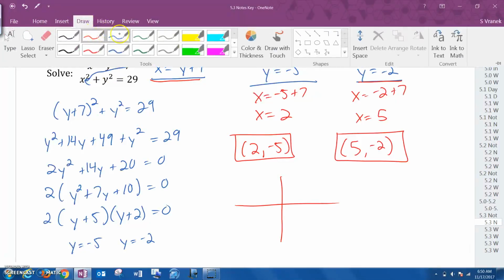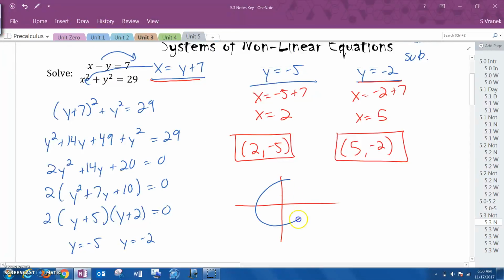It's been a while. But if you have a circle, then we have a line. It's going through at 2, negative 5, so we'll say there. And then 5, negative 2, which is right there. So really what it looks like is that. It's a line hitting a circle. Okay, in case you were wondering what we just found. That's why we got two answers.